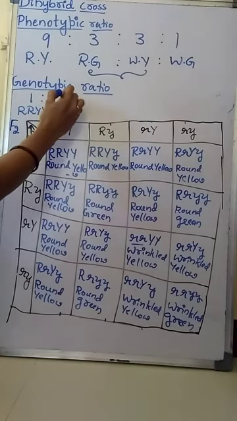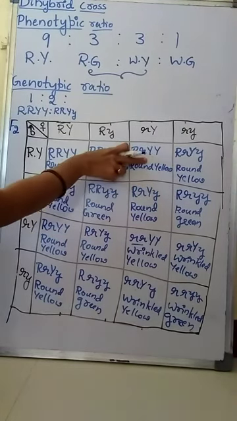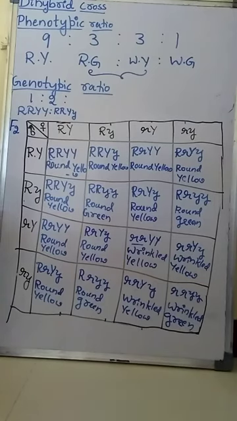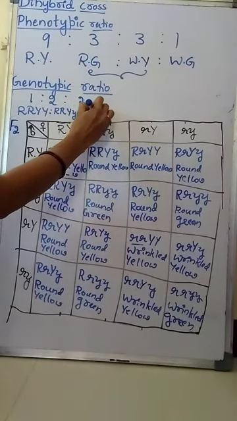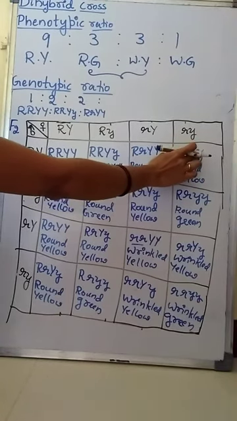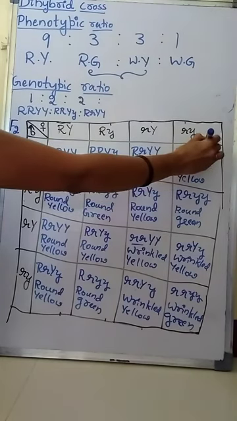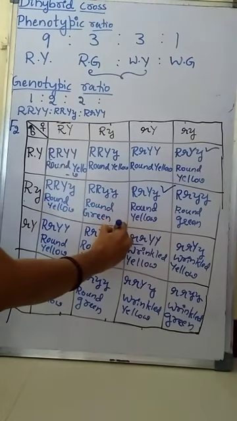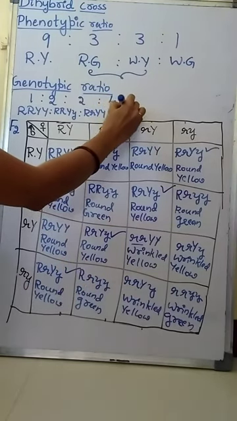Another combination: capital R, small r, capital Y, capital Y. Here it is 1, then 2. Only 2. So 1:2:2. Next, capital R, small r, capital Y, small y, the hybrid. Here it is 1, 2, 3, 4. So 4 are there.